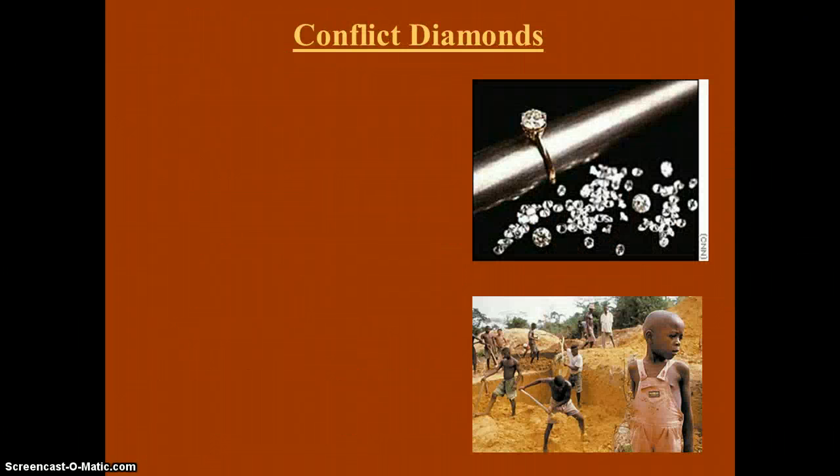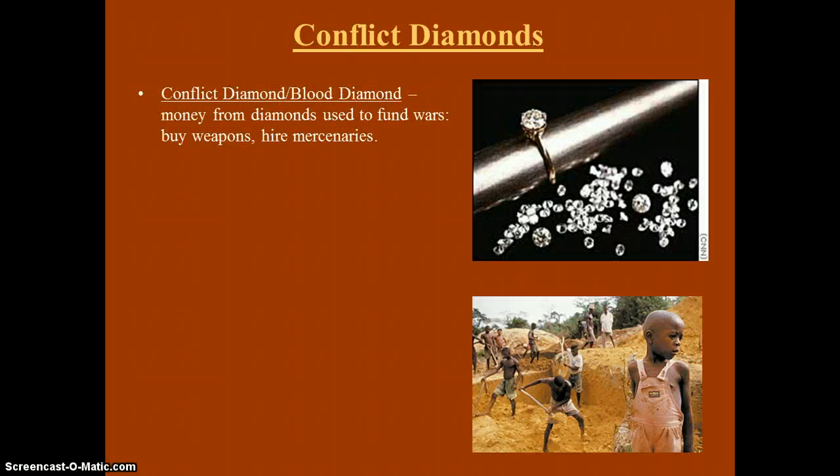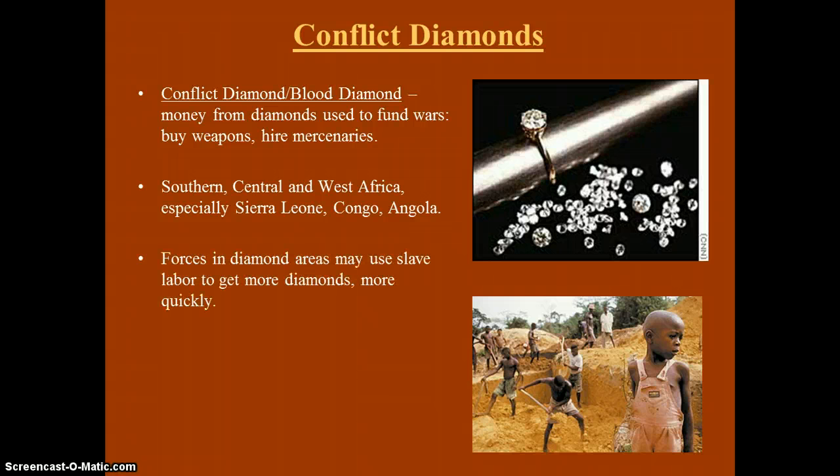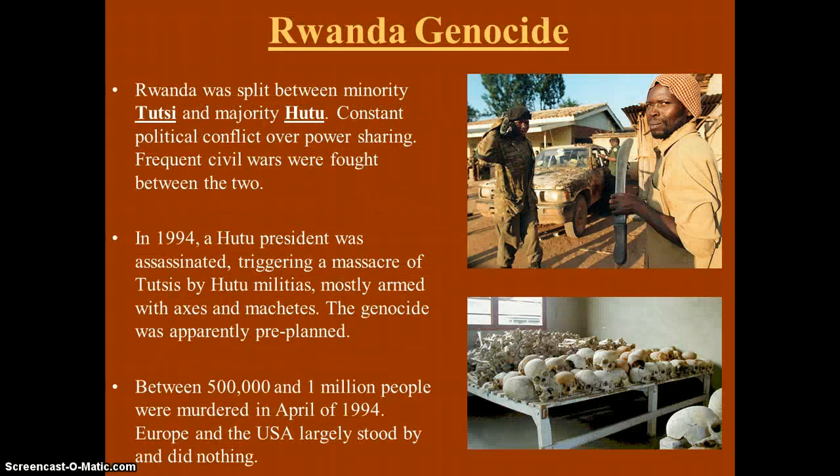Okay, conflict diamonds, blood diamonds. This is money from diamonds that are used to fund wars, buy weapons, and hire mercenaries. Southern, Central, and West Africa, especially Sierra Leone, Congo, and Angola, is where this is occurring. And forces in the diamond areas may use slave labor to get more diamonds more quickly. Diamonds have been regulated by the Kimberley Process since 2003.